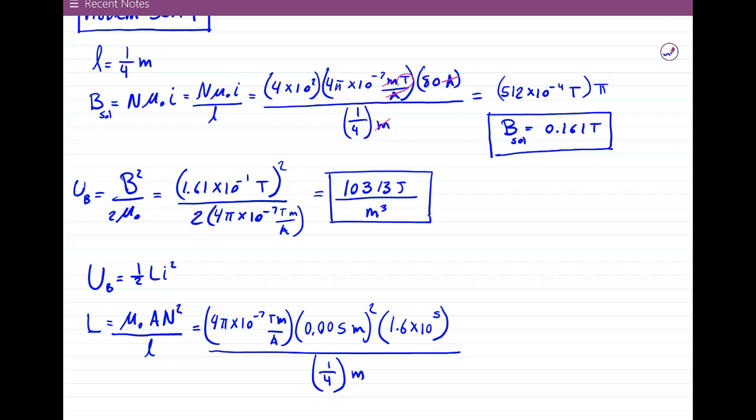We can come over here. 1/2 times 40.2 microhenries times it was 80 amps. So you square 80, you get 6,400, so 6.4 times 10 to the third.